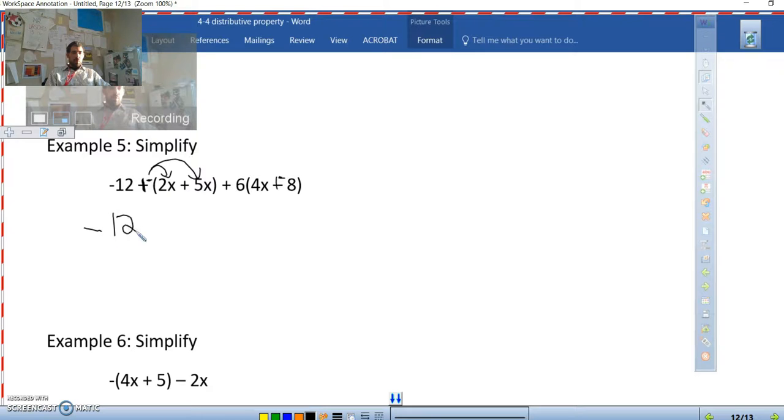Well, what does that mean to distribute this negative? So negative times 2x. Well, this is almost like a negative 1 right here. So it's like negative 1 multiplied by 2x. Well, that would be a negative 2x. And then negative 1 multiplied by 5x. So that's going to be plus negative 5x. Plus 6 times 4x, 24x, 6 multiplied by negative 8. So that's plus negative 48.